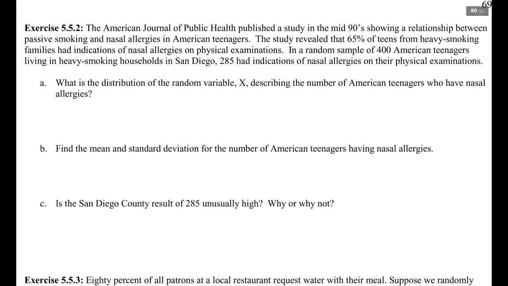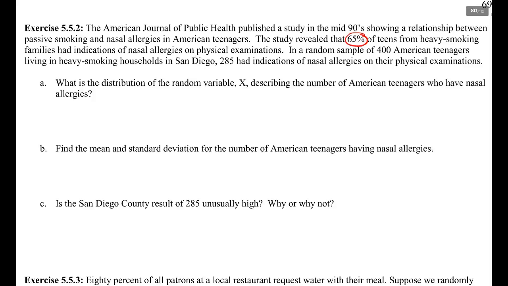So I'm going to do one more example of the normal approximation of the binomial. In this particular question, we see the American Journal of Public Health published a study in the mid-90s showing a relationship between passive smoking and nasal allergies. The study revealed that 65% of teenagers from heavy smoking families had indications of nasal allergies on physical examinations. In a random sample of 400 American teenagers living in heavy smoking households in San Diego, 285 of them had indications of nasal allergies. So we've been given three different values here.